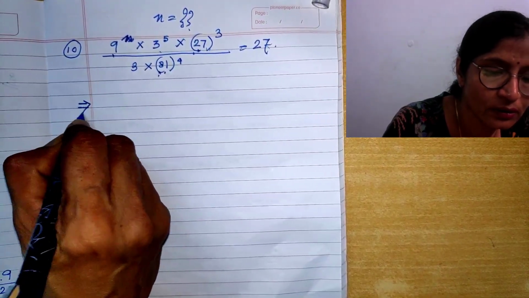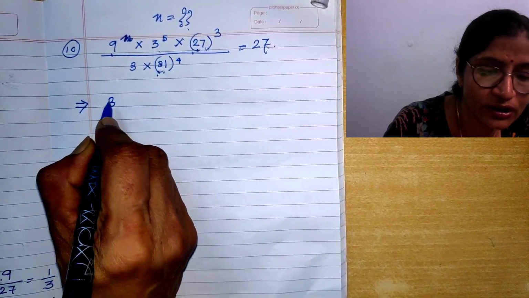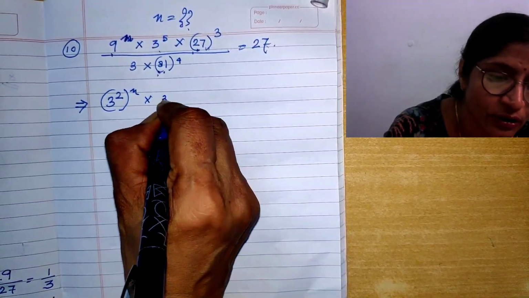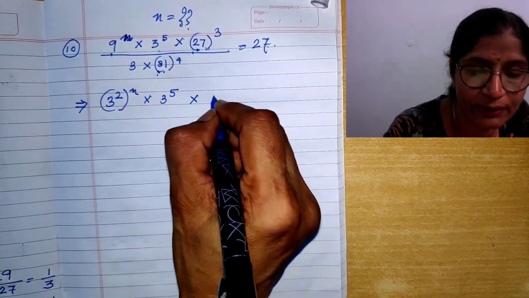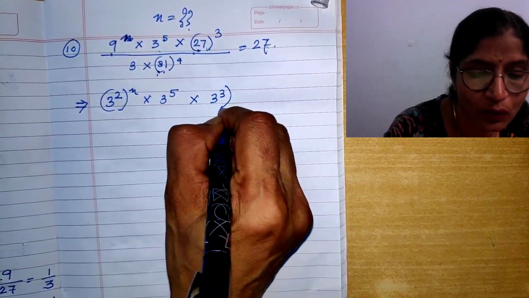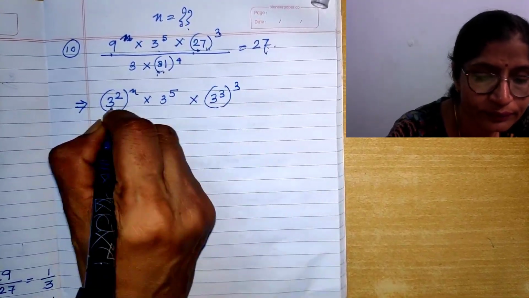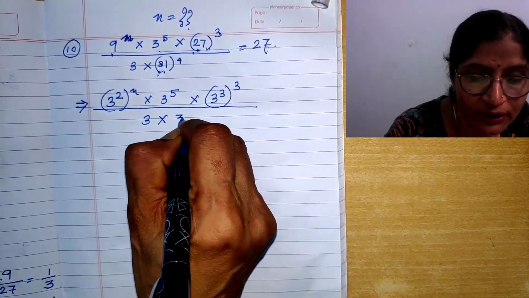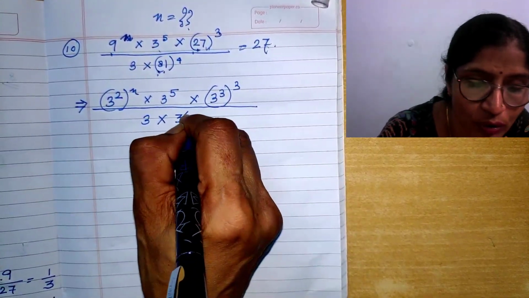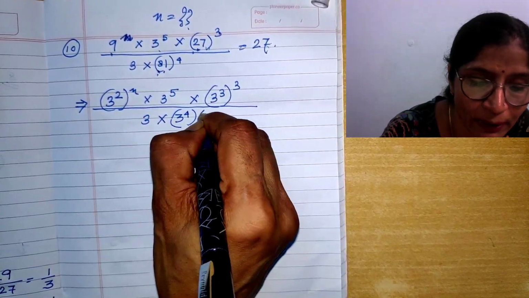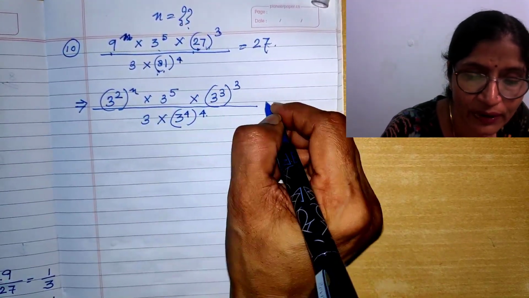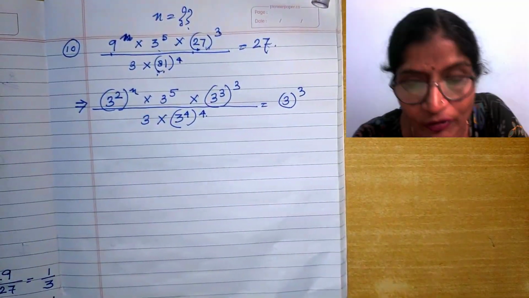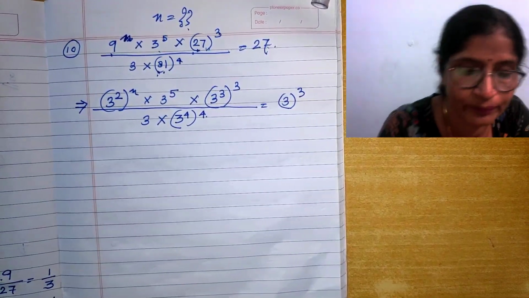9 to the power n, 9 is 3 square, so it is 3 square whole to the power n, into 3 to the power 5, into 27, which is 3 to the power 3 whole to the power 3, divided by 3 into 81. 81 is 3 to the power 4, so 3 to the power 4 whole to the power 4, equal to 27, which is 3 to the power 3. So I have converted everything in terms of power of 3.